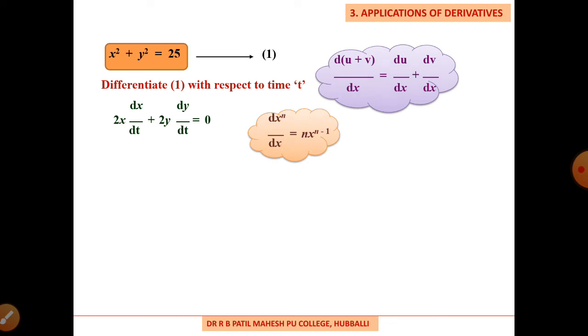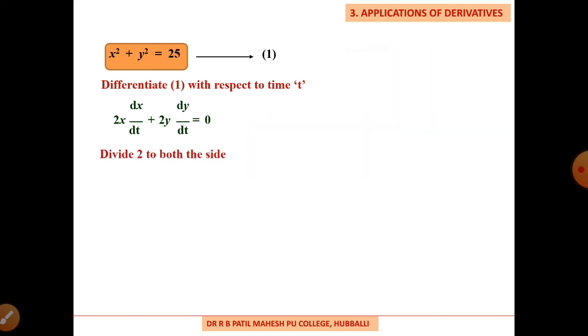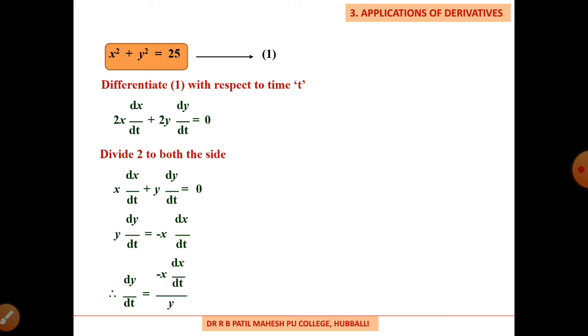Now next, simplify this one, or divide 2 to both sides. We get x dx by dt plus y dy by dt equal to 0. Now next, y dy by dt equal to minus x dx by dt. Therefore dy by dt equals minus x dx by dt divided by y. Now I can substitute the values here.